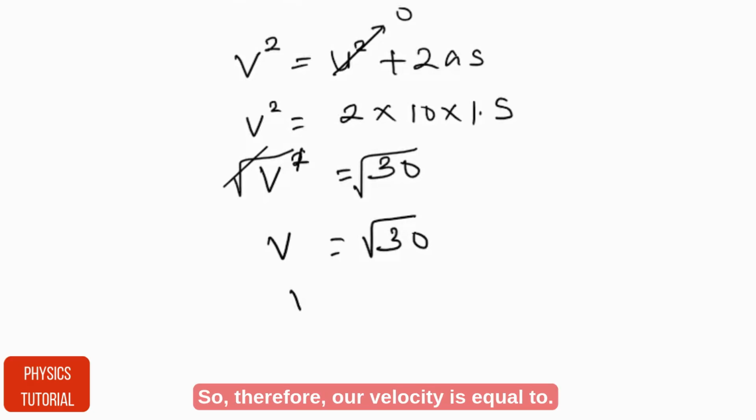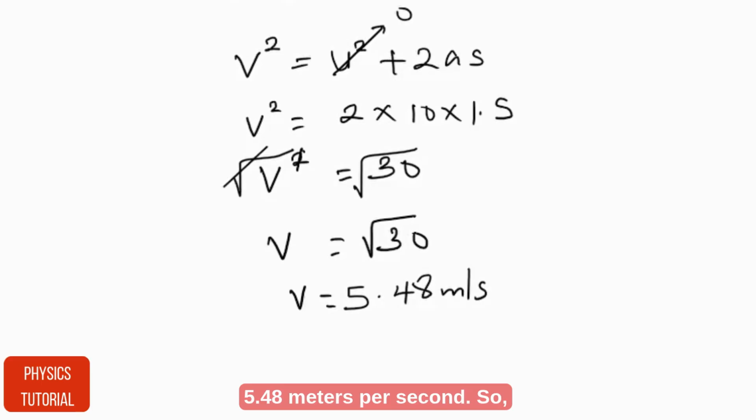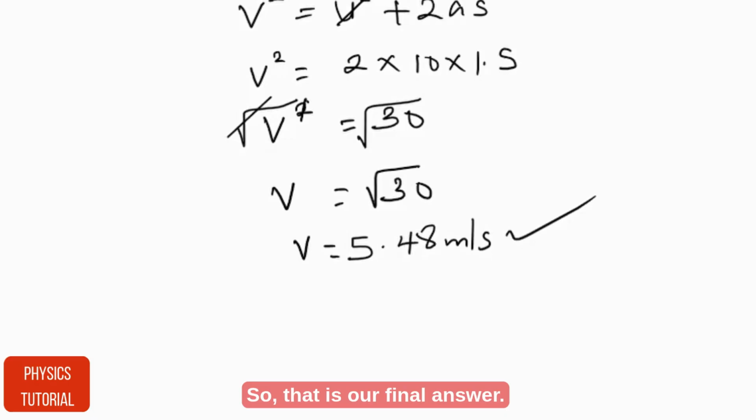So therefore, what is our velocity? What is the square root of 30? That gives us approximately 5.48. So we have 5.48 meters per second. So that is our final answer.